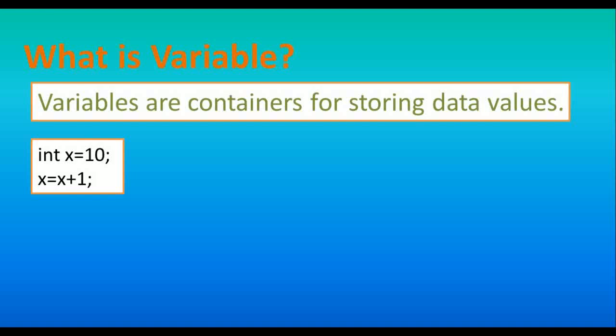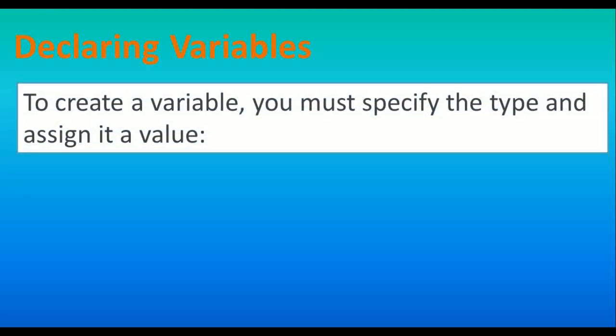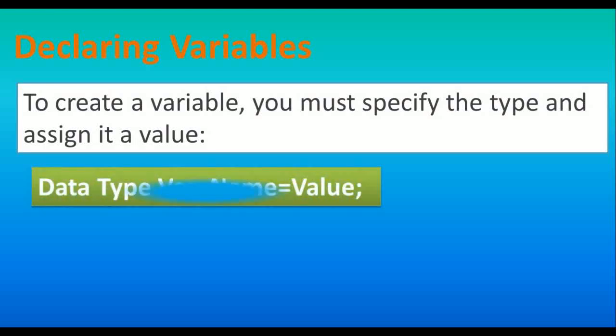So in short, what is a variable? It stores the value. And then the declaration of a variable. At the same time, you should know how you can declare it, and the syntax varies from language to language. To create a variable, you must specify the type and assign its value. That is the syntax. The syntax is data type, variable name, equals, value.